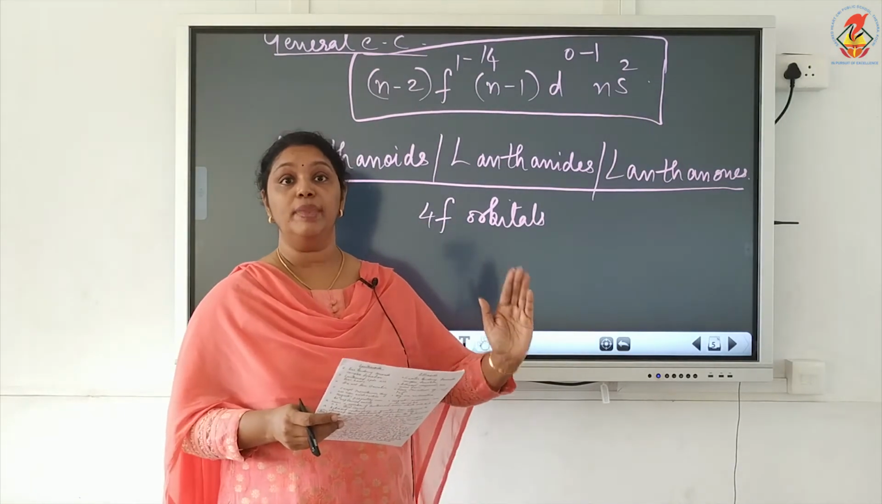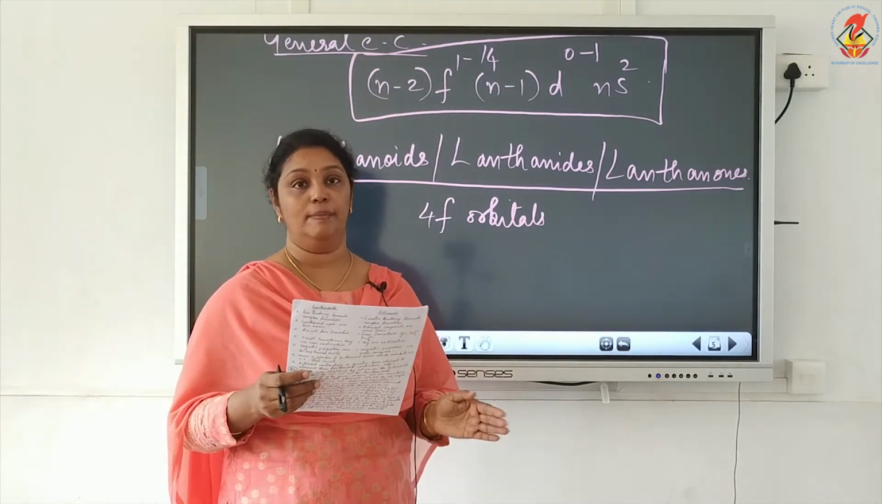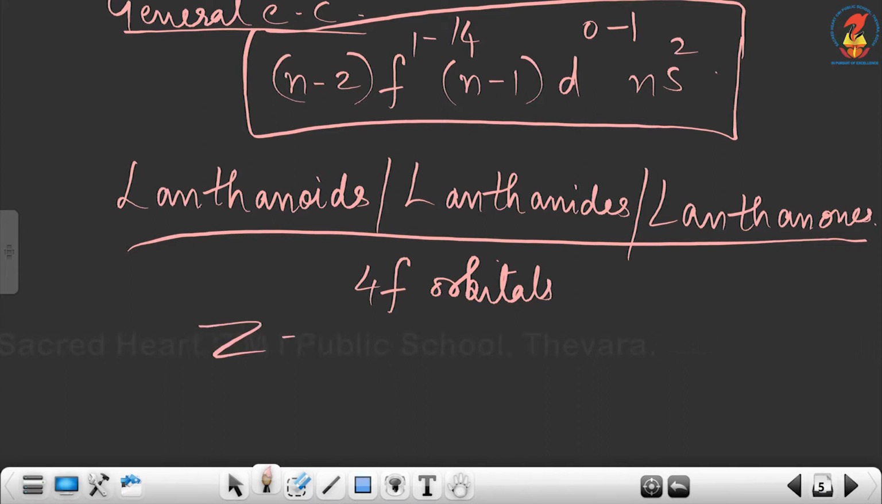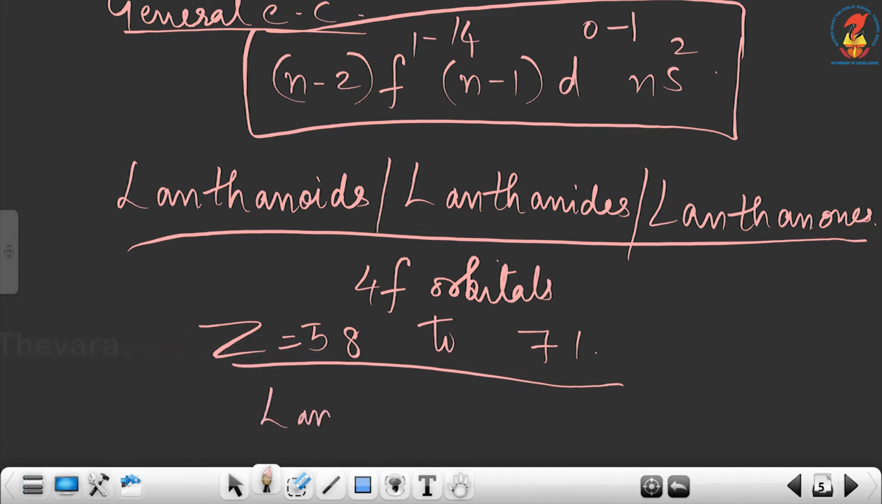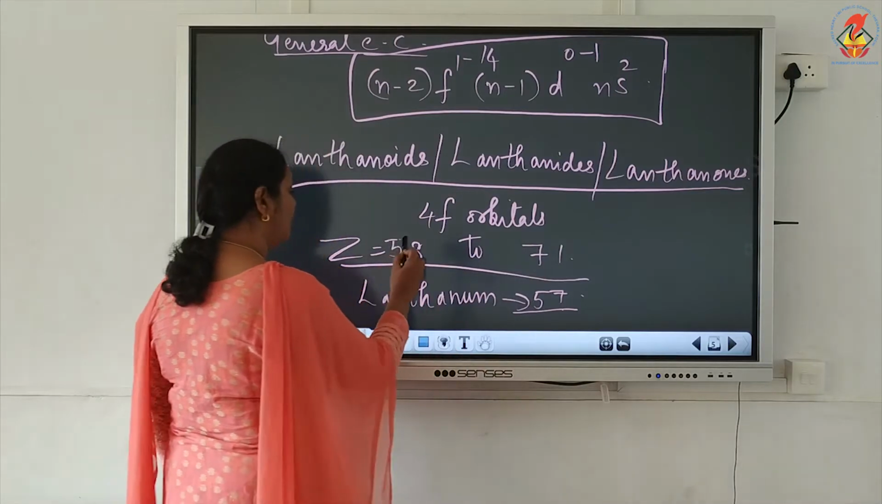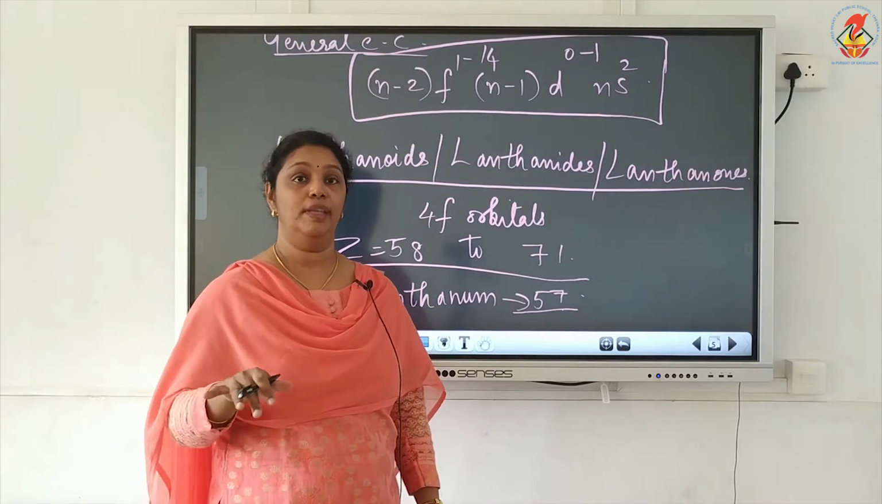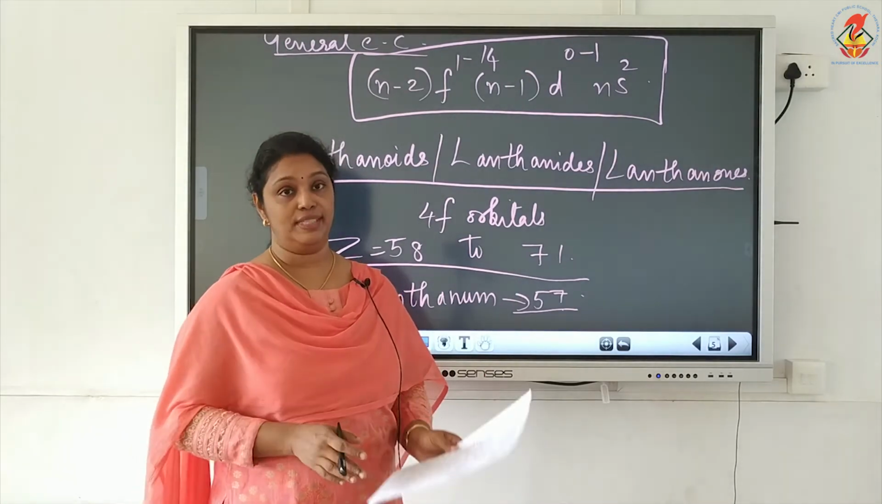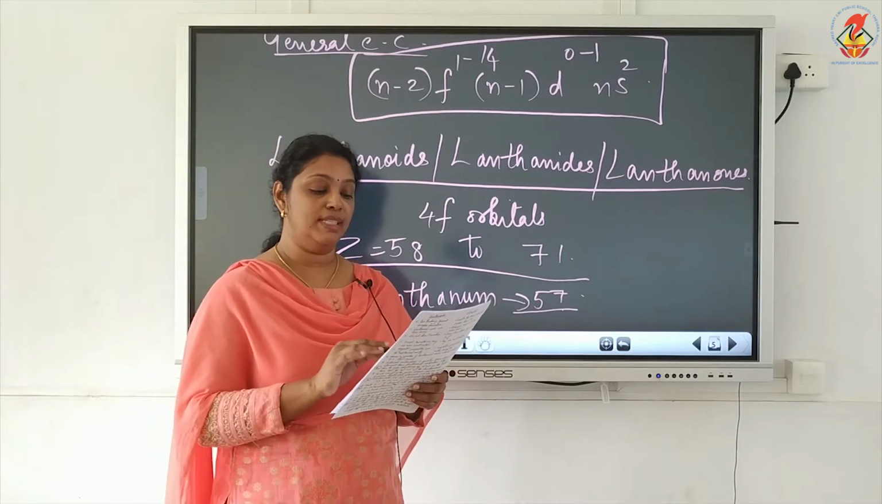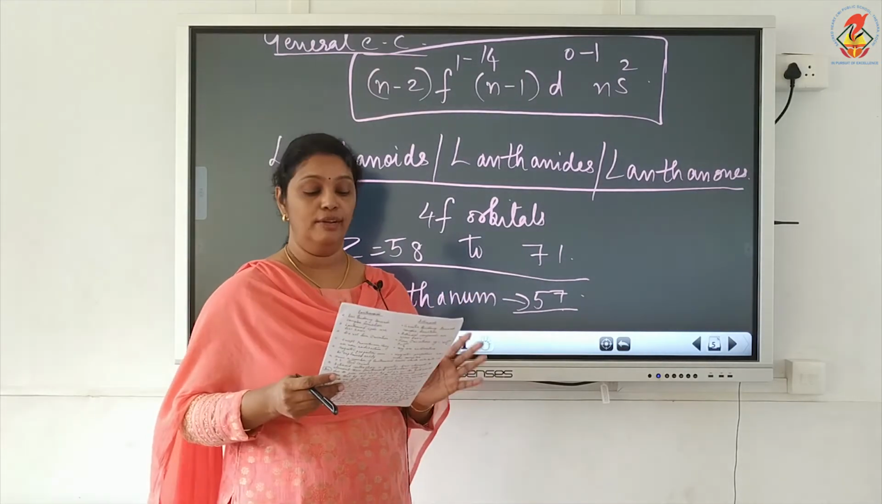Now, lanthanum is followed by 14 elements, that is, atomic number Z equal to 58 to 71. Lanthanum's atomic number is 57. Atomic numbers 58 to 71 are kept at the bottom of the periodic table and they are the 4F series. So these elements are called lanthanoids and their 4F orbitals are filled.